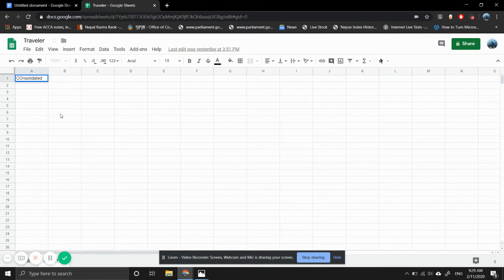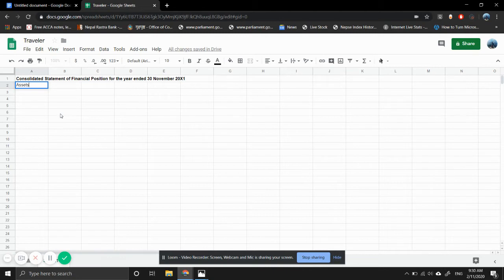Consolidated statement of financial position, for the year ended 30th November 20x1. And then after that, this O should be small. Okay, so bold it.